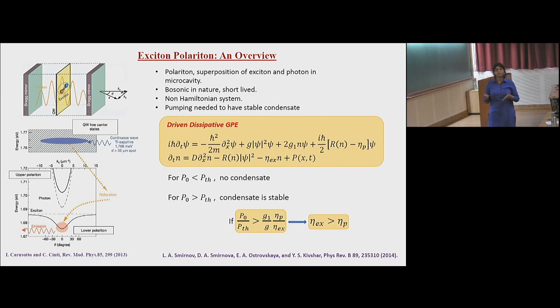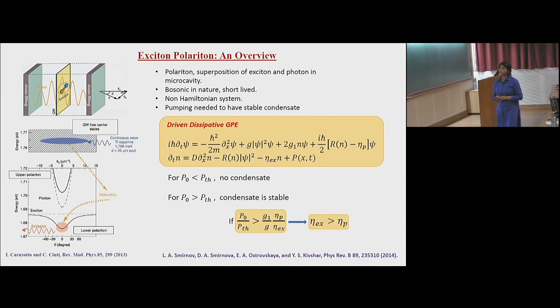So instead of a direct pumping to the lowest energy state, it's an indirect pumping, and the equation of motion for the condensate is given by this coupled equation, where this equation is a driven-dissipative Gross-Pitaevskii equation, whose underlying structure is just like a Gross-Pitaevskii equation, apart from the drive and the dissipation terms. And this is the equation of state for the reservoir.